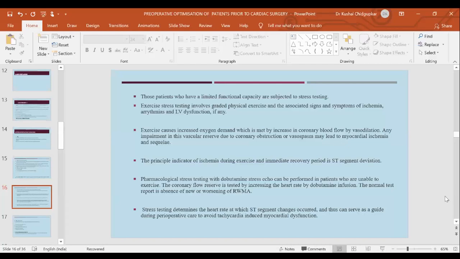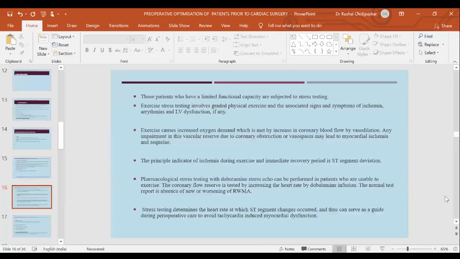There are three-minute stages of exercise. So the patient is asked to walk on a treadmill. We begin with a speed of 1.7 miles per hour for the first 3 minutes, and for the next 3 minutes, for the successive sessions, we keep increasing the speed.